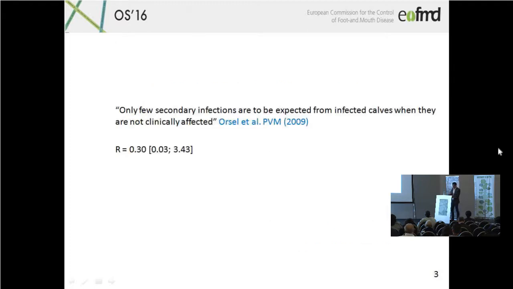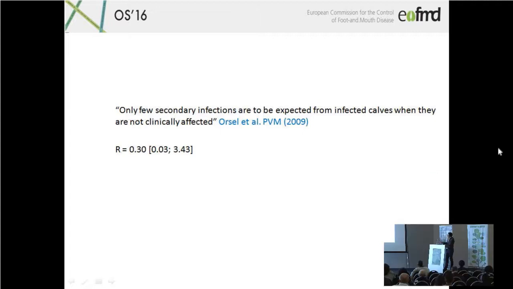And this was also shown before by Karen Orsel. Some of her data was also presented by Simon earlier. And I just want to paraphrase what she wrote there in her paper in 2009: only few secondary infections are to be expected from infected calves when they are not clinically infected. So here comes all the subclinical detection.